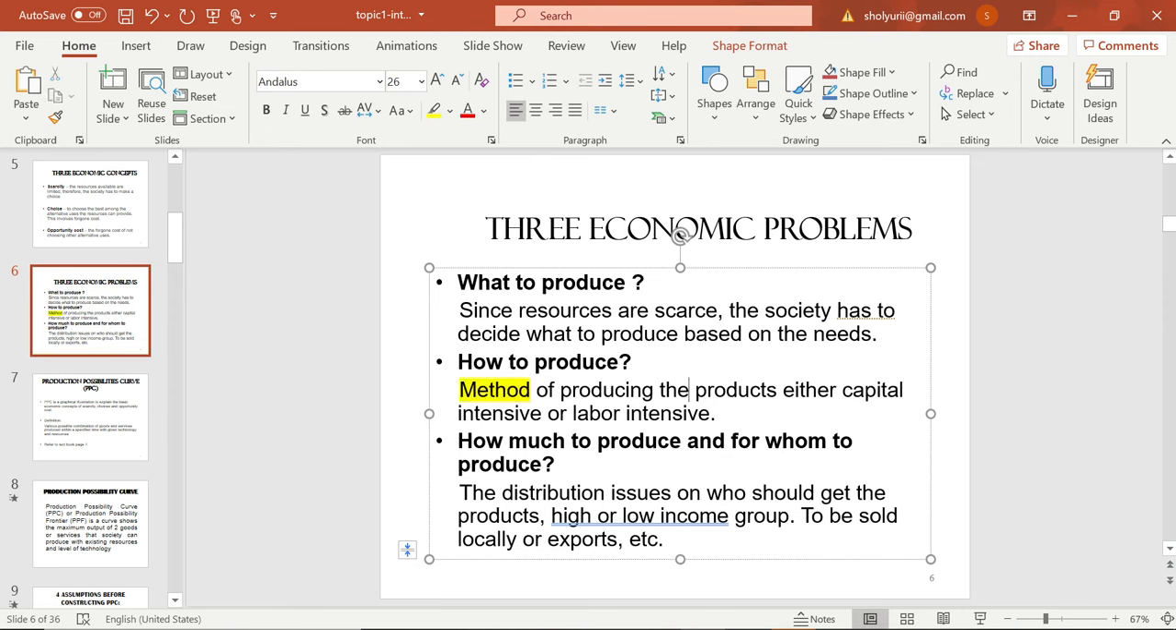So how to produce, it's a method of producing the product. So we have decided to produce house for homeless. Now, we need to decide the method of producing the house. It's either capital intensive or labor intensive. We have 2 choice only. Capital intensive or labor intensive. What does it mean? Capital intensive means that we use machinery to produce the product.